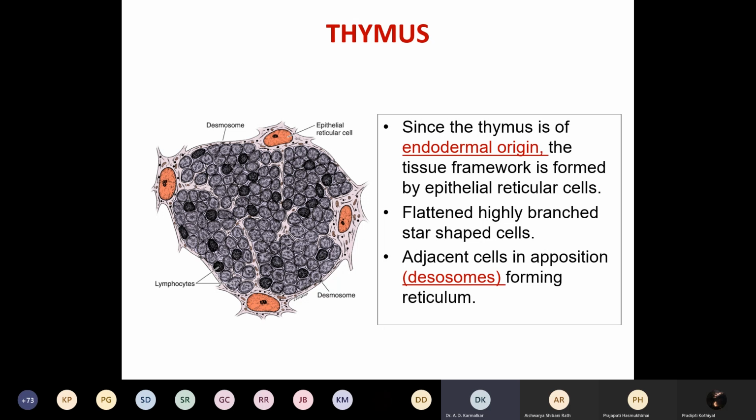Okay, why should we know these things? Because it is very important to know that the epithelio-reticular cells are connected by desmosomes, and these cells form one part of the thymic barrier. Okay, the blood-thymic barrier, which is very important for this organ.